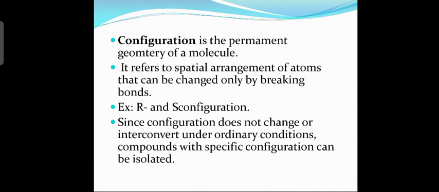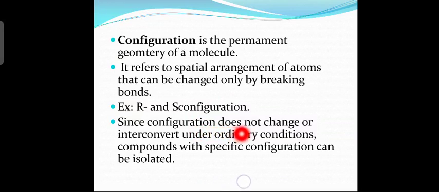Next slide. Now what is configuration? Configuration is the permanent geometry of a molecule. It refers to the spatial arrangement of atoms that can be changed only by breaking bonds. So configuration is also a spatial arrangement, but changed by breaking bonds, whereas conformation changes without breaking bonds. An example is R and S configuration, which you have learnt in the previous slides.